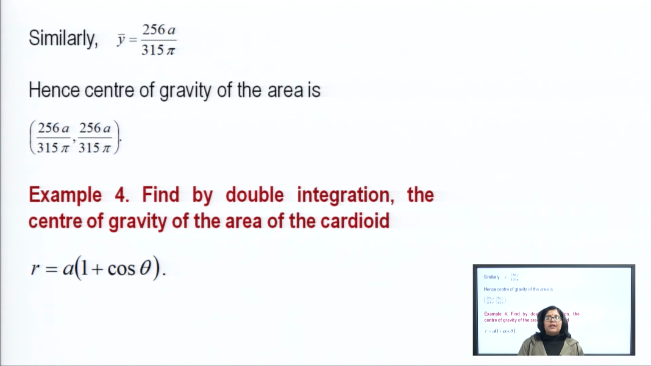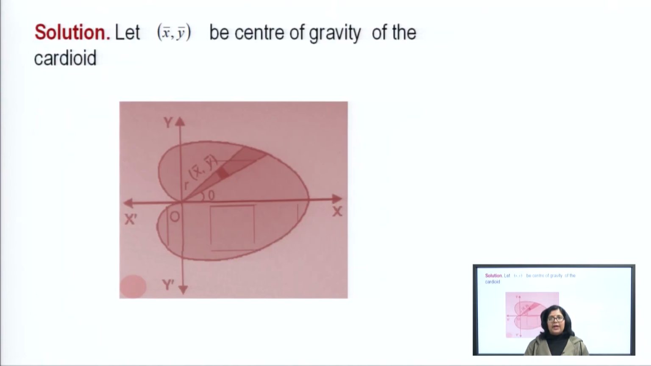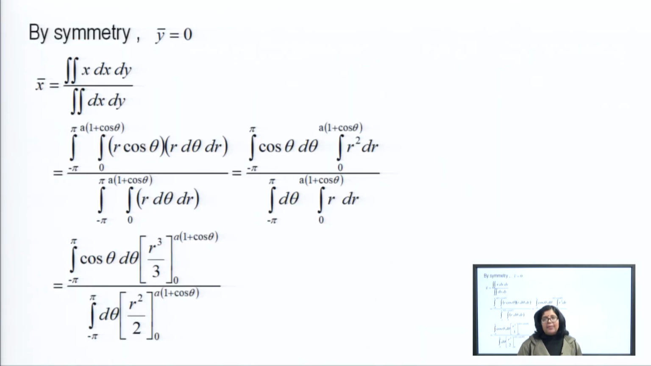Now we go to the last example of this lecture. Find by double integration the center of gravity of the area of the cardioid. The cardioid equation is r equal to a times 1 plus cos theta. Firstly, draw the figure of the cardioid. The figure of the cardioid looks like this, and let us assume x bar, y bar is the center of gravity of this cardioid. What is the value of x bar, y bar?